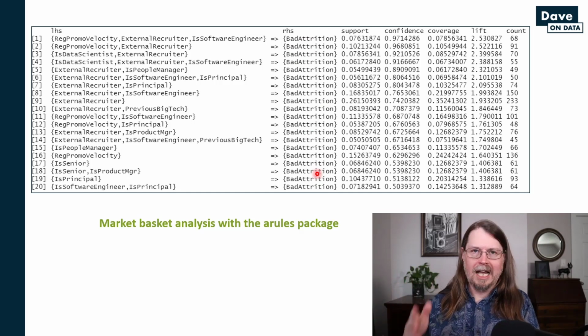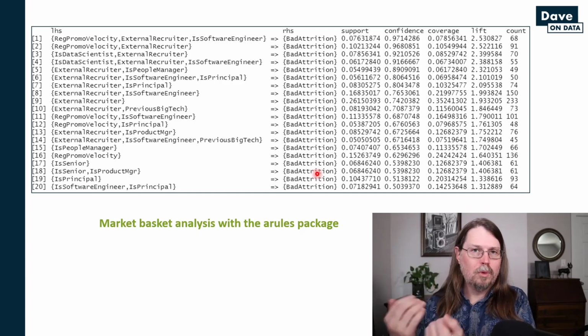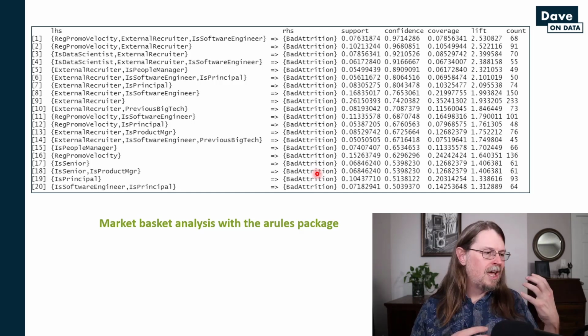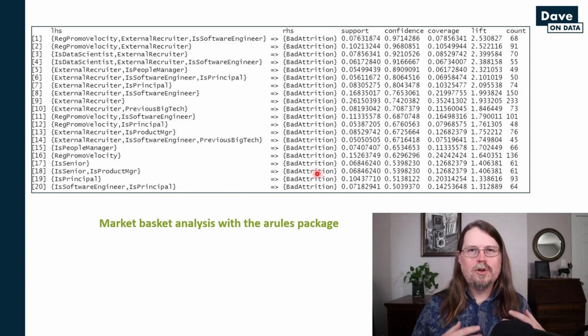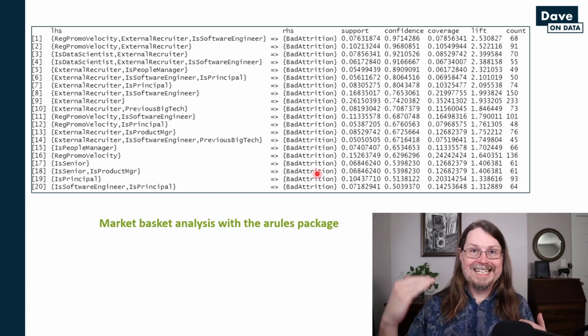It's a great way to think about it. I've got one column for bad attrition, and a bunch of other columns for other factors that I pulled from my HR system. And I am asking market basket analysis to go find in the data all of the collections of employee attributes and behaviors and characteristics that are highly associated with bad attrition, and then show me them in descending order.